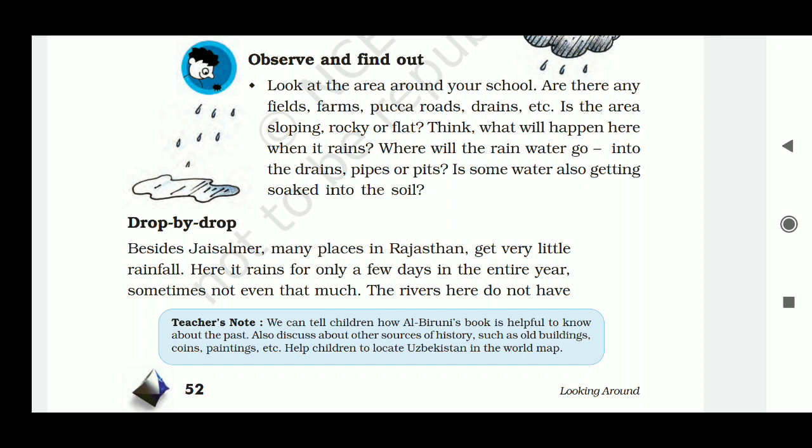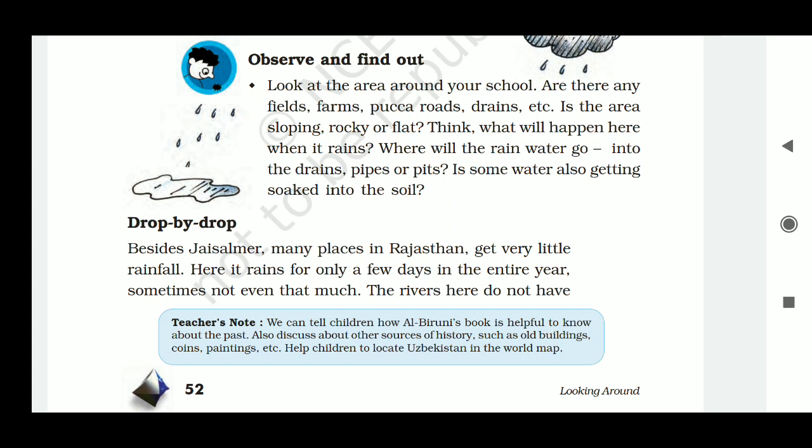So in order to understand the importance of water and wastage of water, you can just look around wherever you are. Here it is mentioned about school, so you can observe, or you can look at the area where you are living also, how rainwater is wasted or how rainwater is collected, drop by drop.